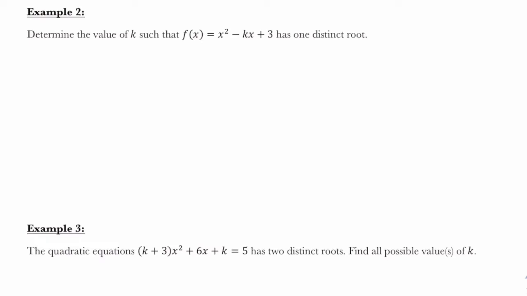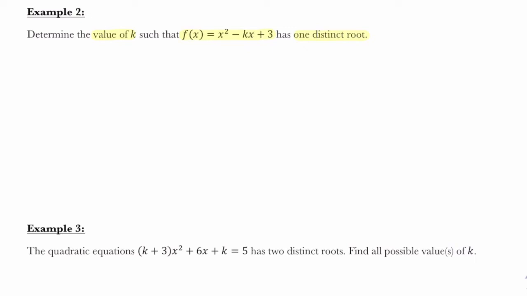Moving on now in example 2, we have a thinking question. So let's take a look. You're asked to determine the value of k such that this quadratic function f of x equals x squared, take away k times x plus 3 has one distinct root.